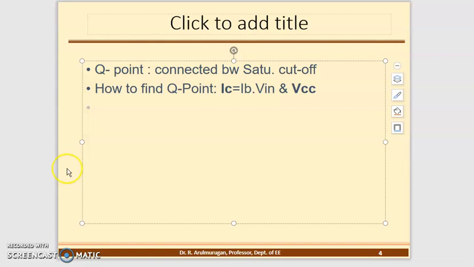Further, we discussed output characteristics. What are output characteristics? Output current versus the output voltage. For a BJT, the output current is the collector current versus the VCE voltage. That is the output characteristics. This is a point we discussed.